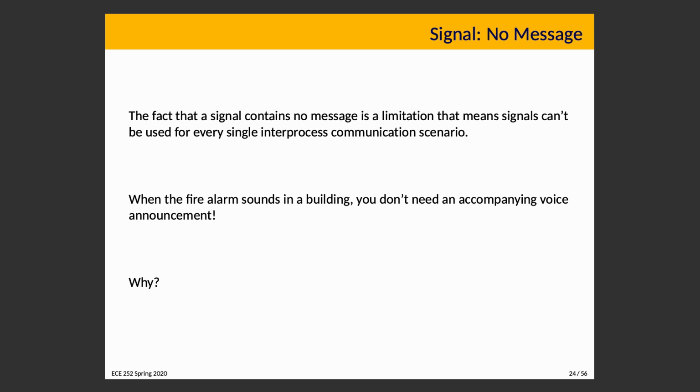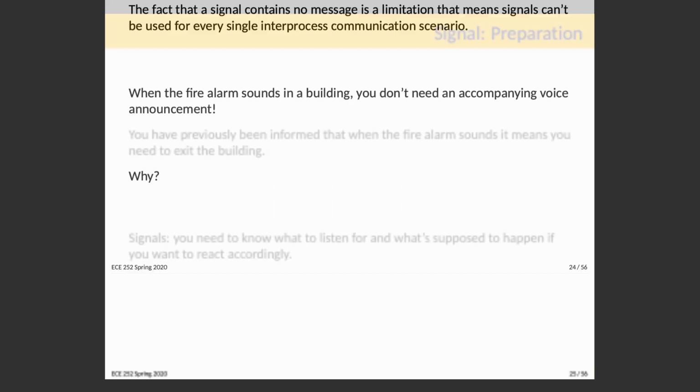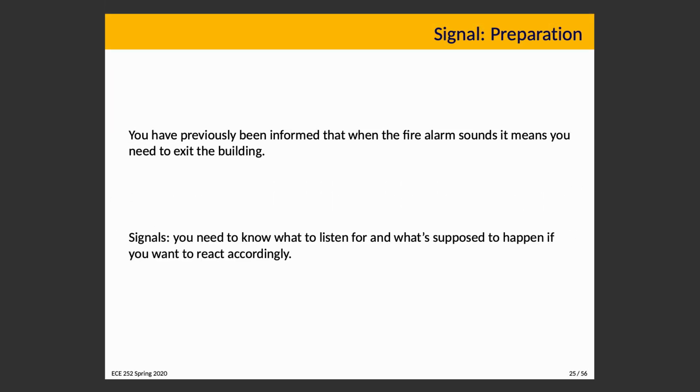Well, I mean, hopefully, you have previously been informed of, this is what a fire alarm sounds like, and when a fire alarm occurs, it means you need to exit the building. And really the same is true for signals. You need to know what to listen for, as well as what is supposed to happen if you're going to react accordingly. So if you know that when I receive this signal, it means do this, you've decided on that in advance, and that's fine. That's how signals work. And the same is true with the fire alarm. You are prepared, probably dating all the way back to elementary school. You have been trained. This is what happens when there is a fire alarm, and this is how you should react.